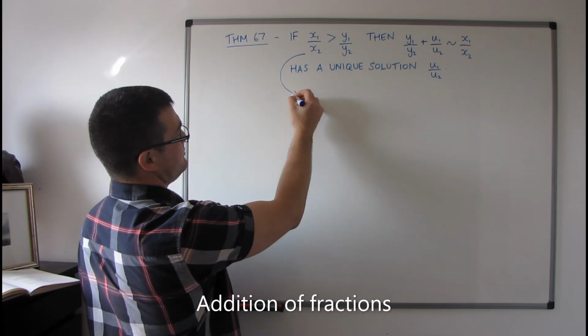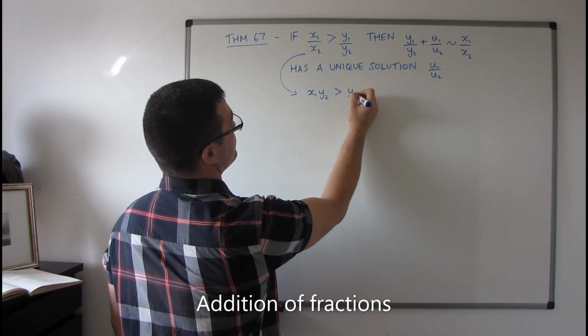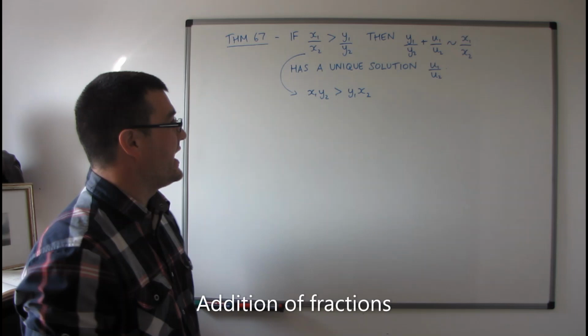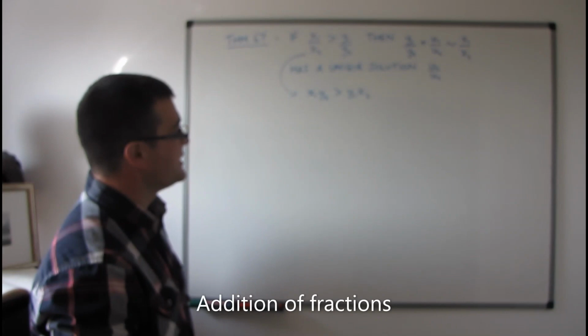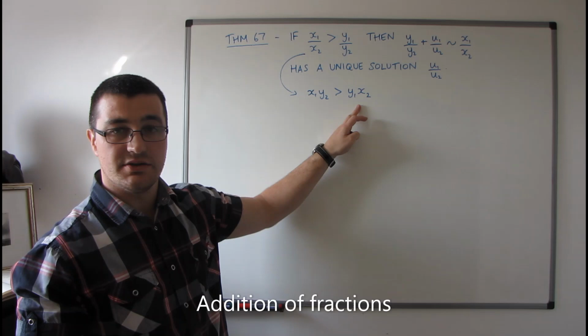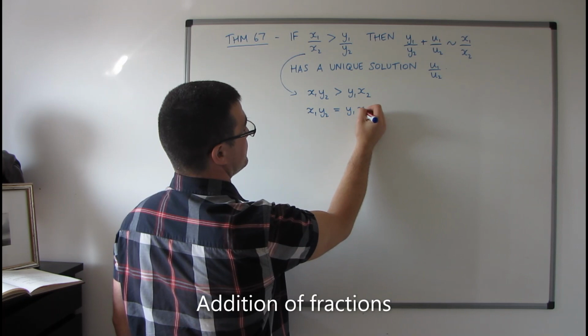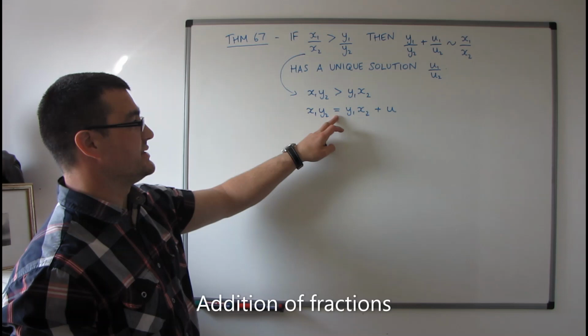it follows that x1 times y2 is greater than y1 x2. So this is definition 9, allowing me to make that conclusion. So therefore, since these are natural numbers, and thinking back to the theory relating to natural numbers, what it means for a natural number to be greater than another natural number means that there is a natural number u such that this inequality symbol can be made into an equality.